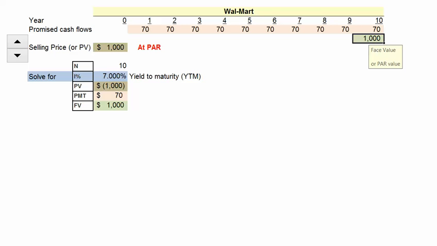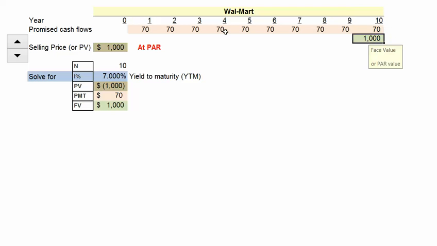If the selling price for this bond was currently $1,000, we would say the bond is selling at par, and we would price it out and say it has a 7% yield to maturity. And you can calculate your yield to maturity in this case by using your financial calculator. We'll put 10 in for the number of years. That's the maturity of the bond. It matures in 10 years.